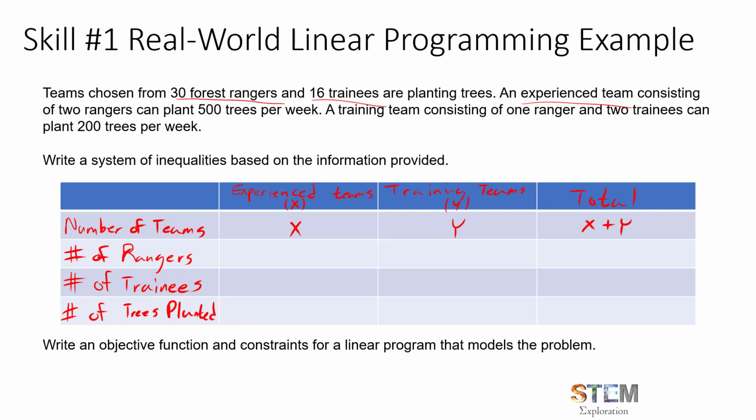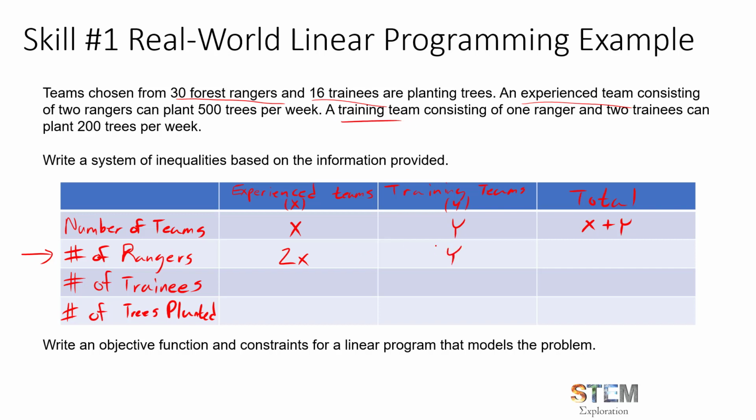With every experienced team, what I want to take into consideration is that an experienced team consisting of 2 rangers can plant 500 trees per week. So I'm going to look at this specific row here. If I make an experienced team, how many rangers is it going to utilize? Reading this question, an experienced team consists of 2 rangers. And a training team consists of 1 ranger.